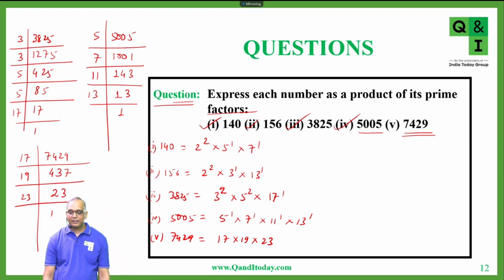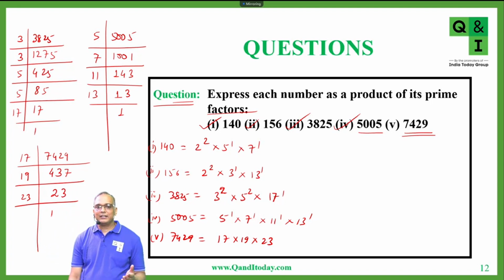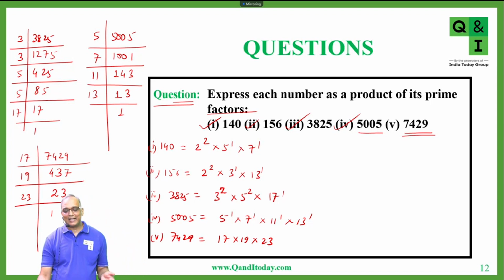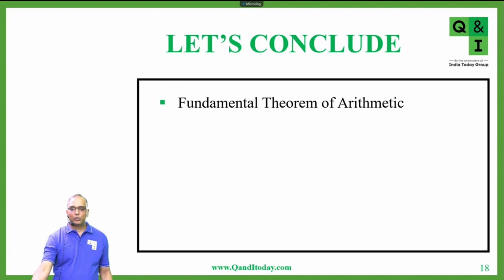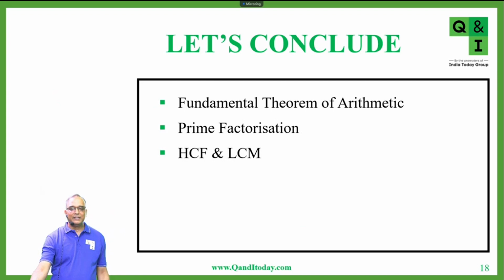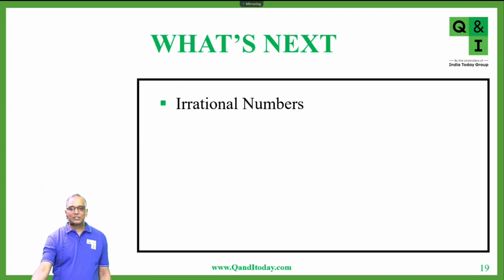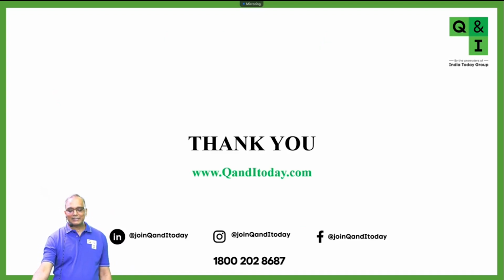Okay. So we'll continue with solving questions in the next class. So today let's conclude it. Today what did we do? We did fundamental theorem of arithmetic. Then we did prime factorization. We did HCF and LCM, right? So next class when we meet, we'll complete this whole exercise and we'll learn about irrational numbers.